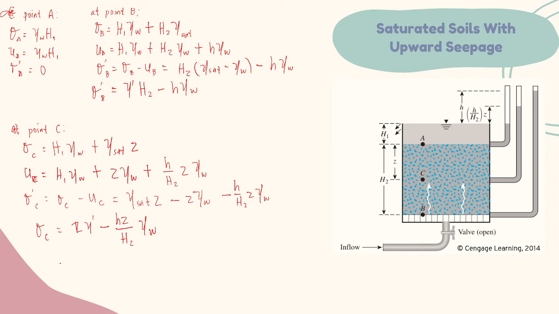So, since our soil undergoes seepage, we'll have a limiting point. So, what if the effective stress is equal to 0? In that case, we call that condition rather, we call that the quicksand condition.